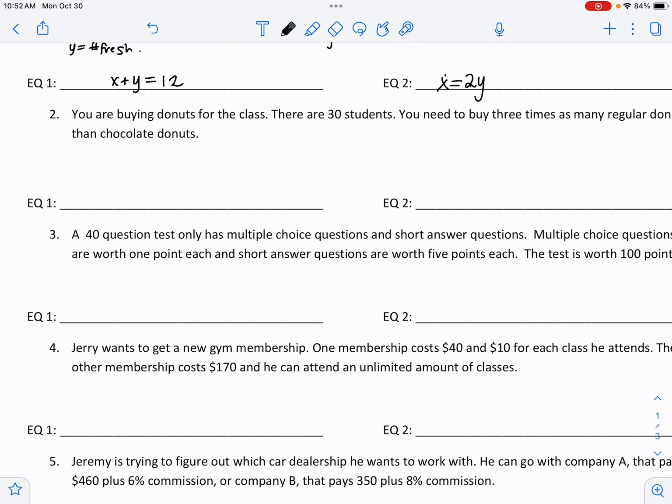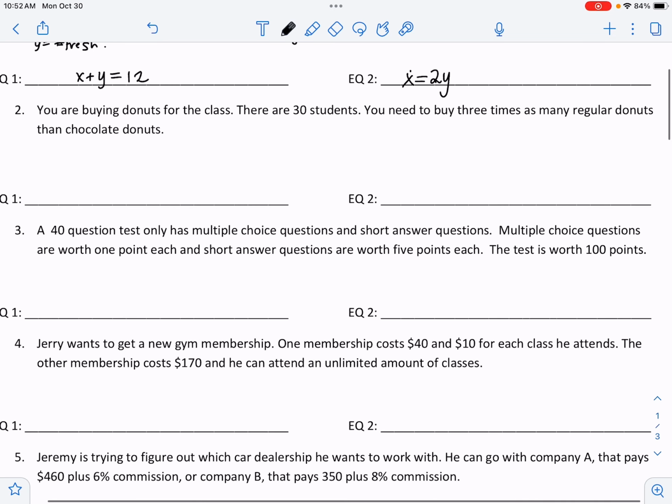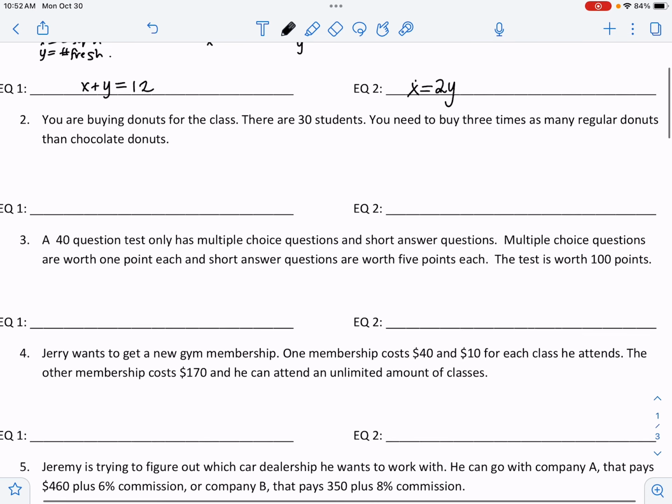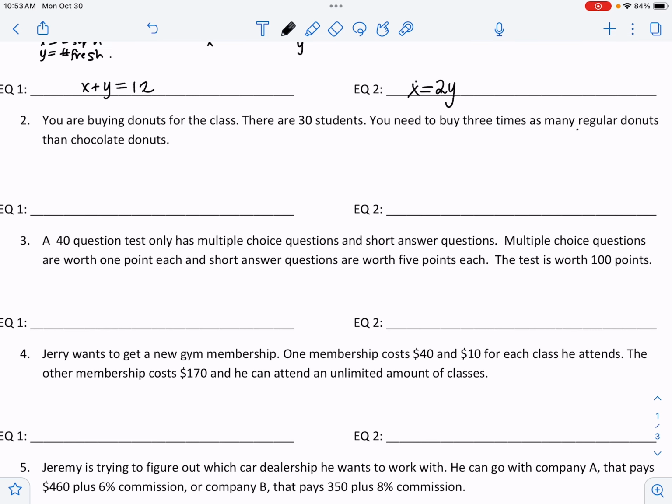Okay, number 2, it says you are buying donuts for the class. There are 30 students. You need to buy 3 times as many regular donuts as chocolate donuts. Regular and chocolate are our two variables. We can use X and Y again, or you can use R and C. I'm going to use R and C this time. R will be the number of regular donuts. C will be the number of chocolate donuts.